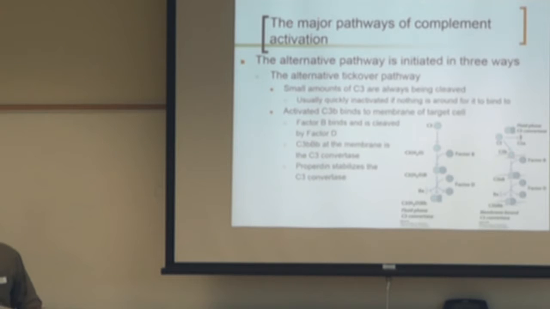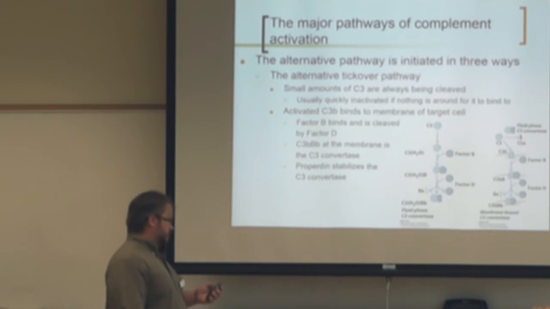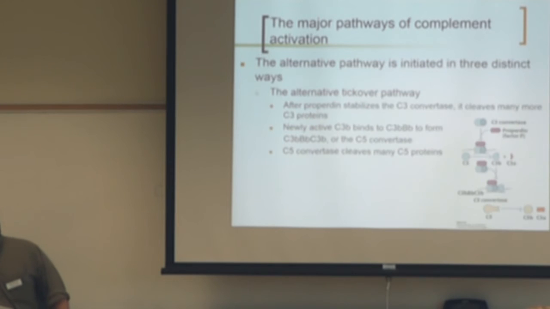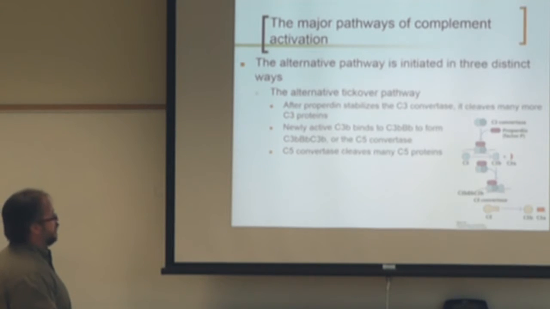This other molecule is where we have the checks and balances to make sure that we're only binding to non-self cells. This other molecule is called properdin, or factor P, let's call it. Now we've got an easier pronunciation. Factor P will come and then stabilize that convertase.